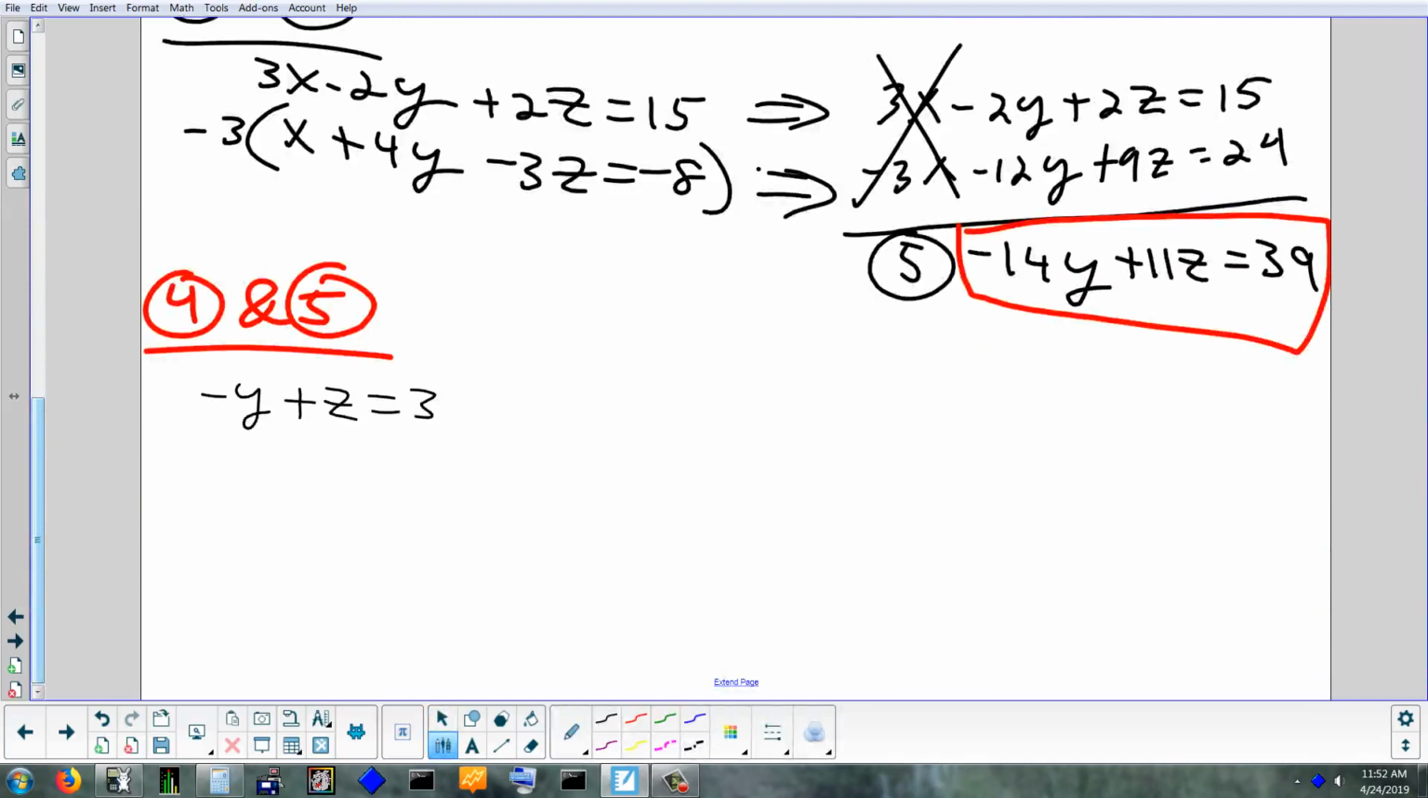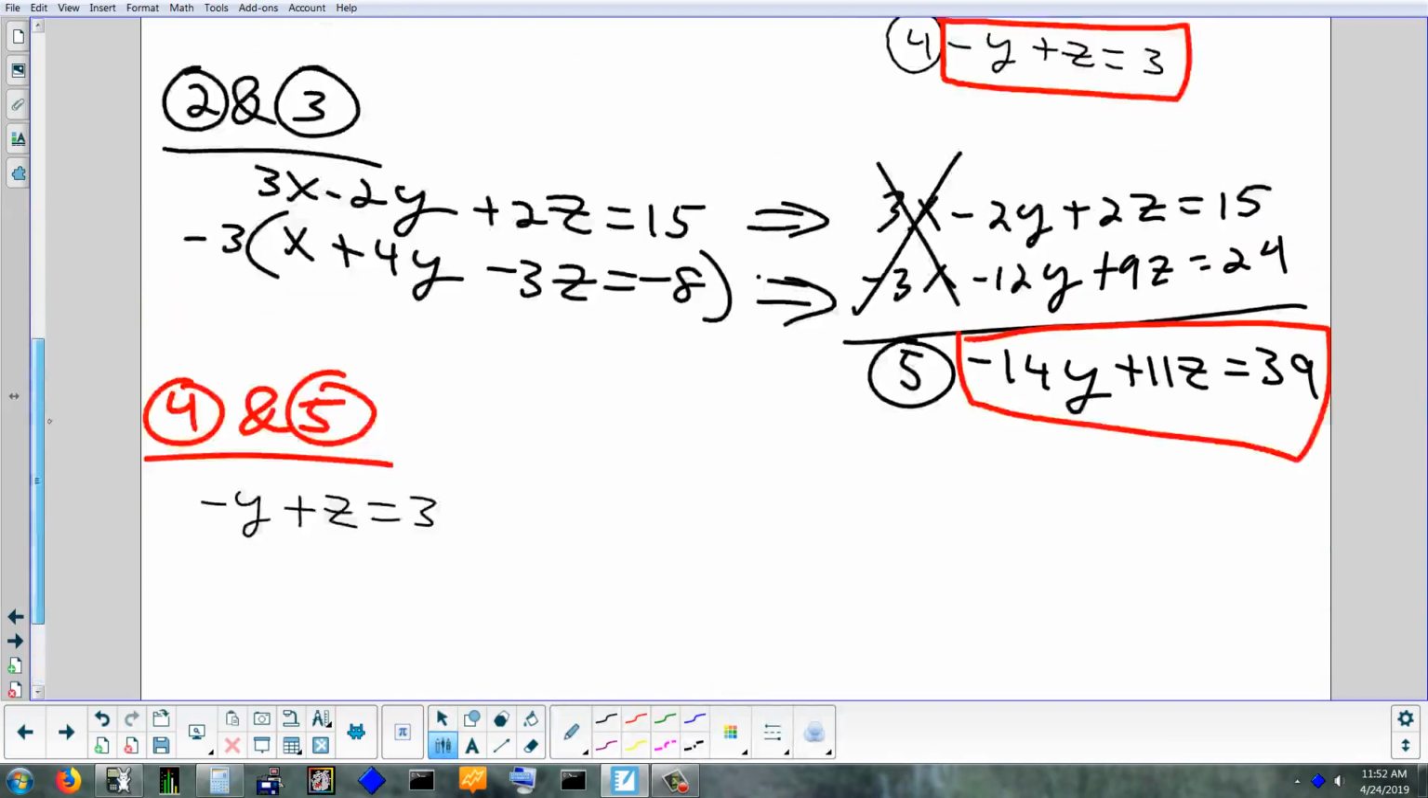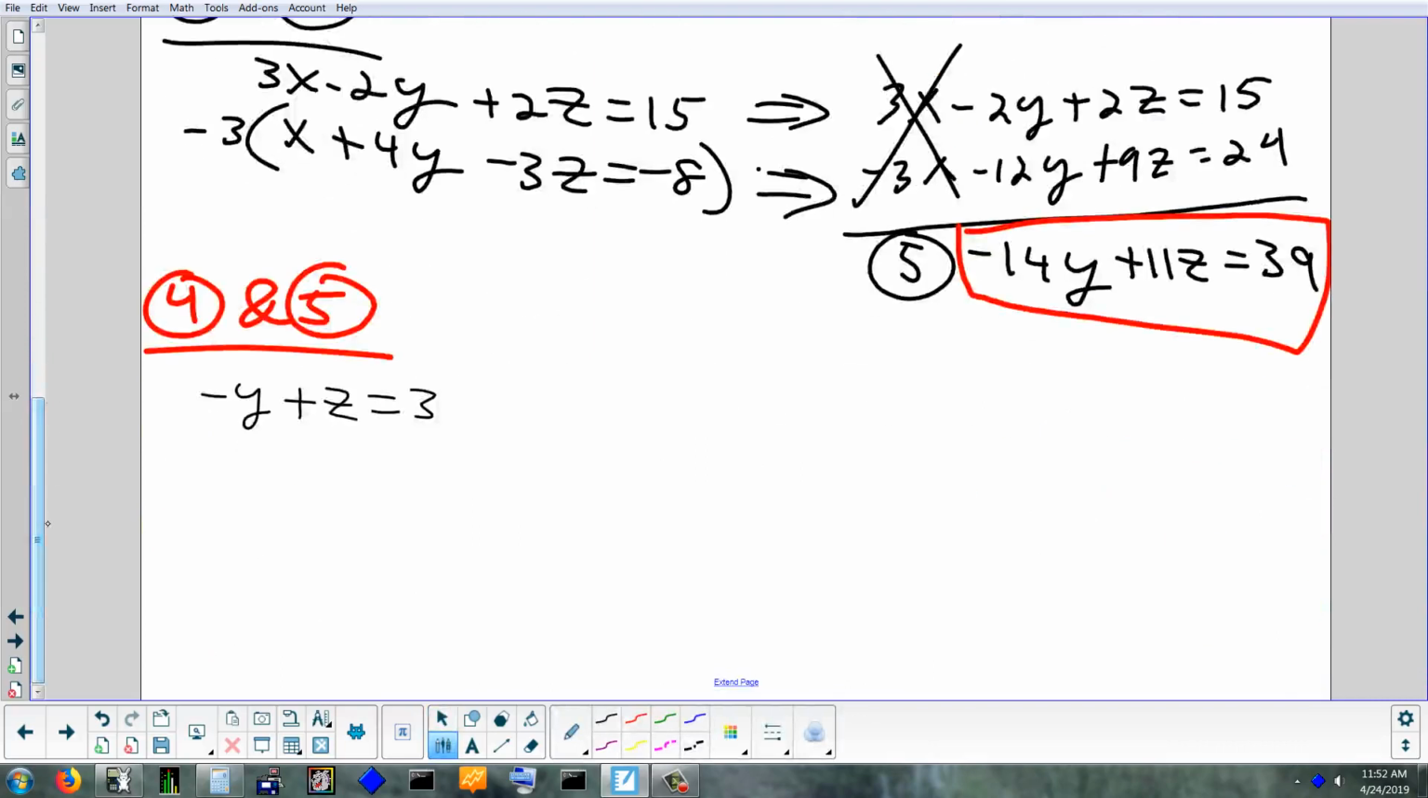I think we're supposed to get integer answers, so hopefully we do. And -14y plus 11z equals 39. Okay. Now we want to pick a letter to eliminate here. Do we want to try to get rid of the y or the z? Okay, we're going to get rid of the z.